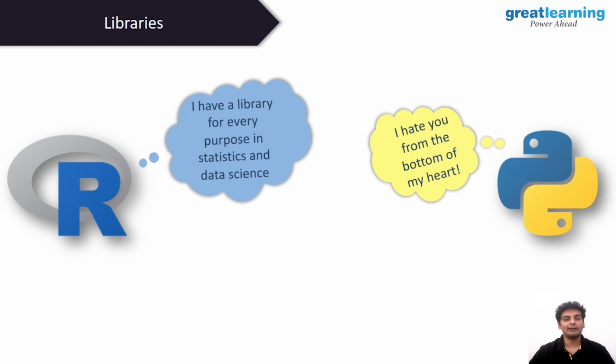Now let's also compare their libraries. So R has a huge repository of libraries. Whatever your purpose is, R produces a library for that. If you want to do data visualization, R has a library for that. If you want to do data manipulation, R has a library for that. So R actually has more than 10,000 libraries. And this is where Python pales in comparison with R. Python does have a lot of libraries, but when compared to R, those libraries are just not enough.